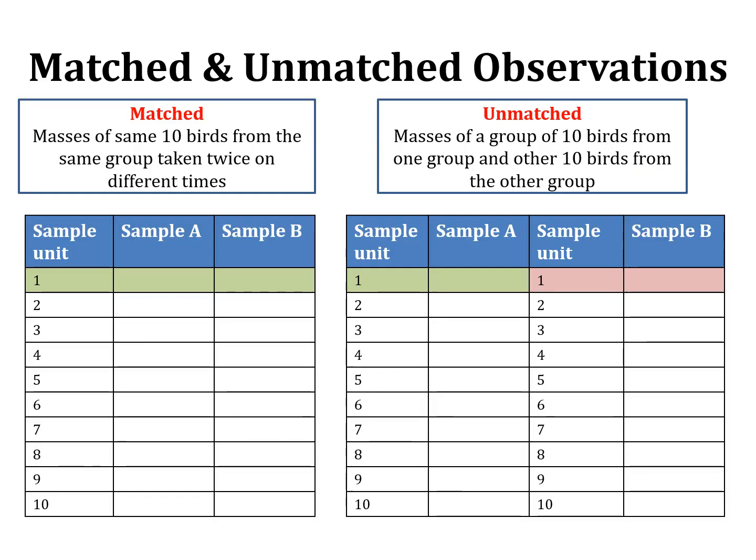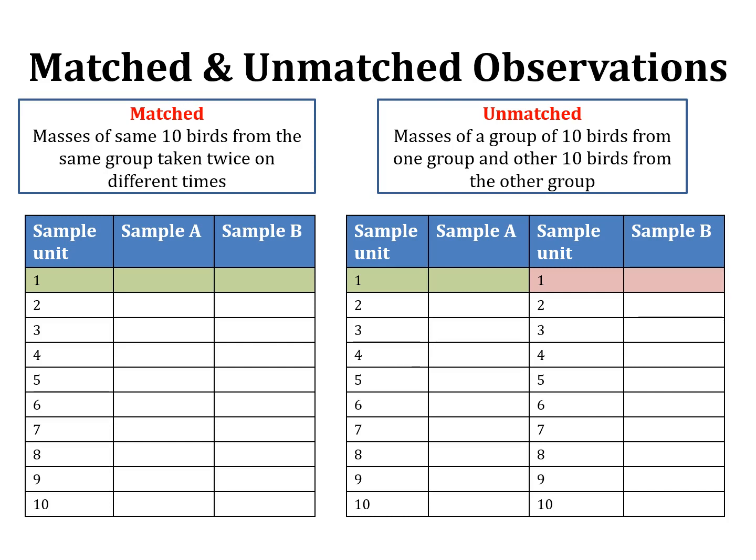So this is a simple illustration in the form of a table to understand the difference between matched and unmatched observations. In the first table, the first column refers to the sample units. There are 10 sample units, 10 birds, and these same 10 birds are measured twice for the same variable, sample A and sample B. So they are taken from the same sample units.